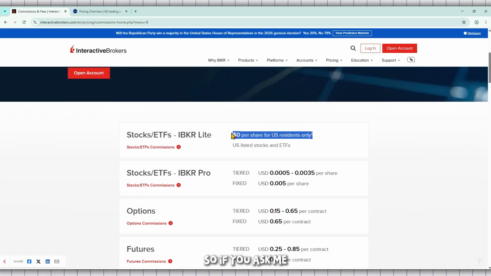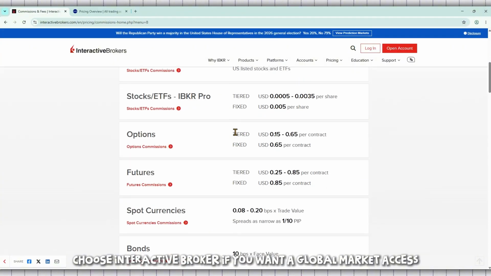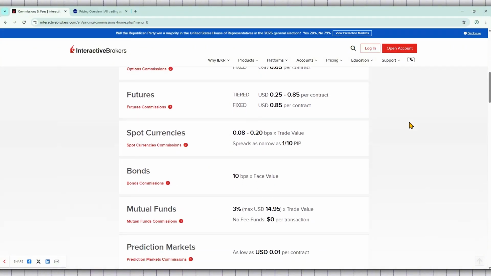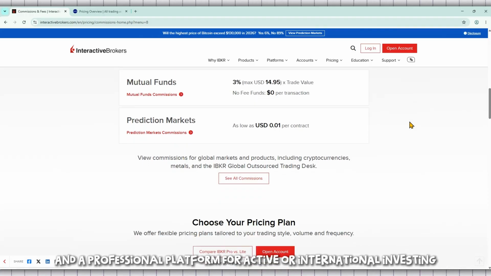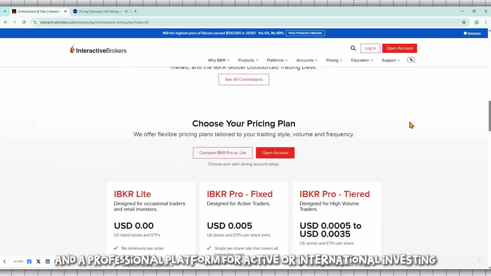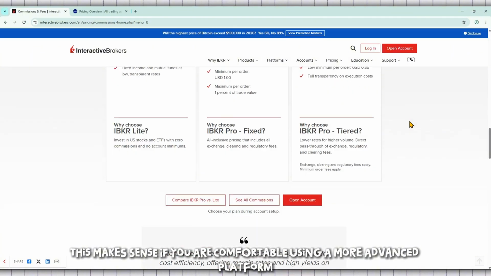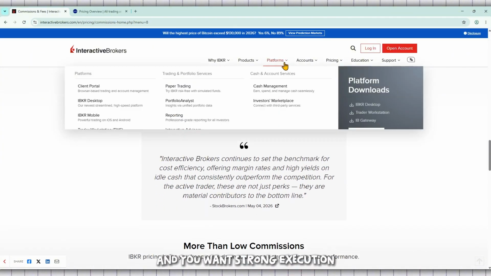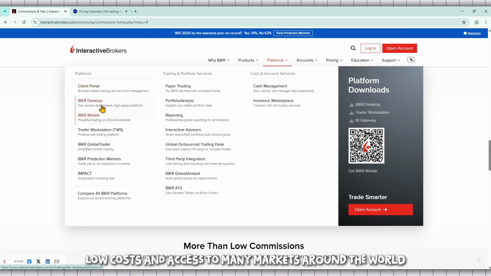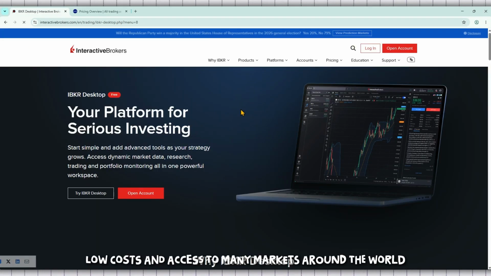So if you ask me, choose Interactive Brokers if you want global market access, very low trading costs, and a professional platform for active or international investing. This makes sense if you are comfortable using a more advanced platform and you want strong execution, low costs, and access to many markets around the world.